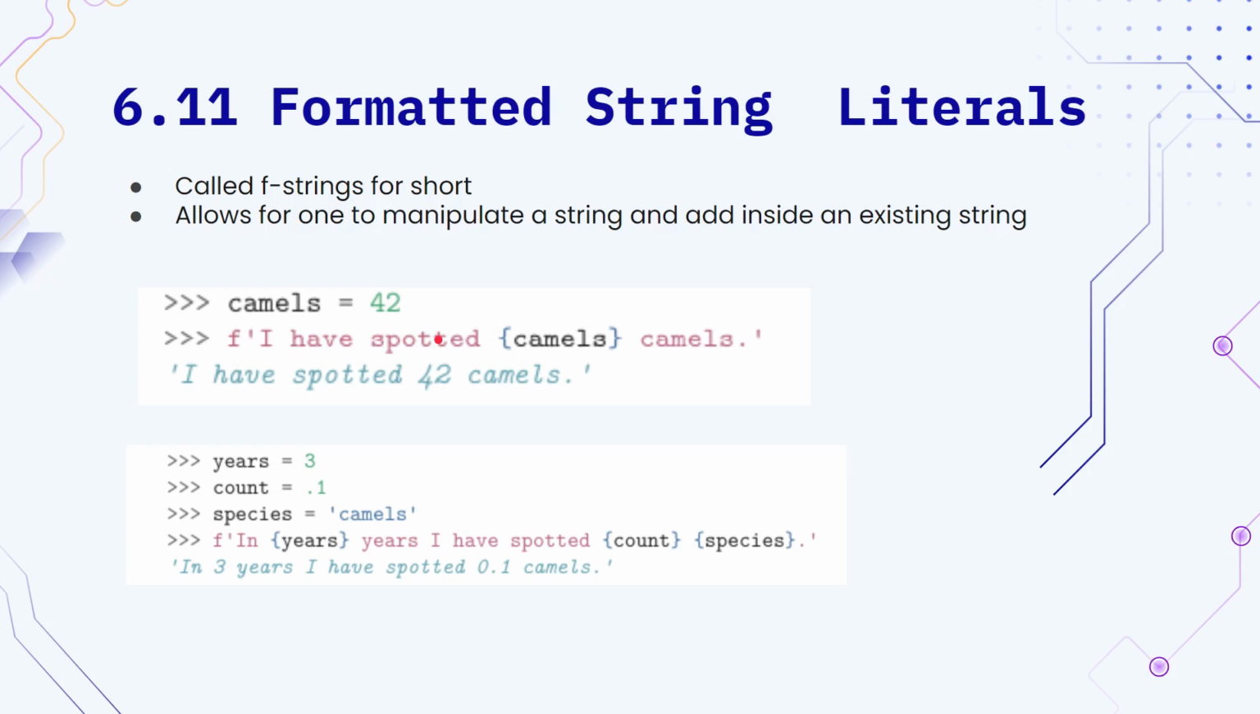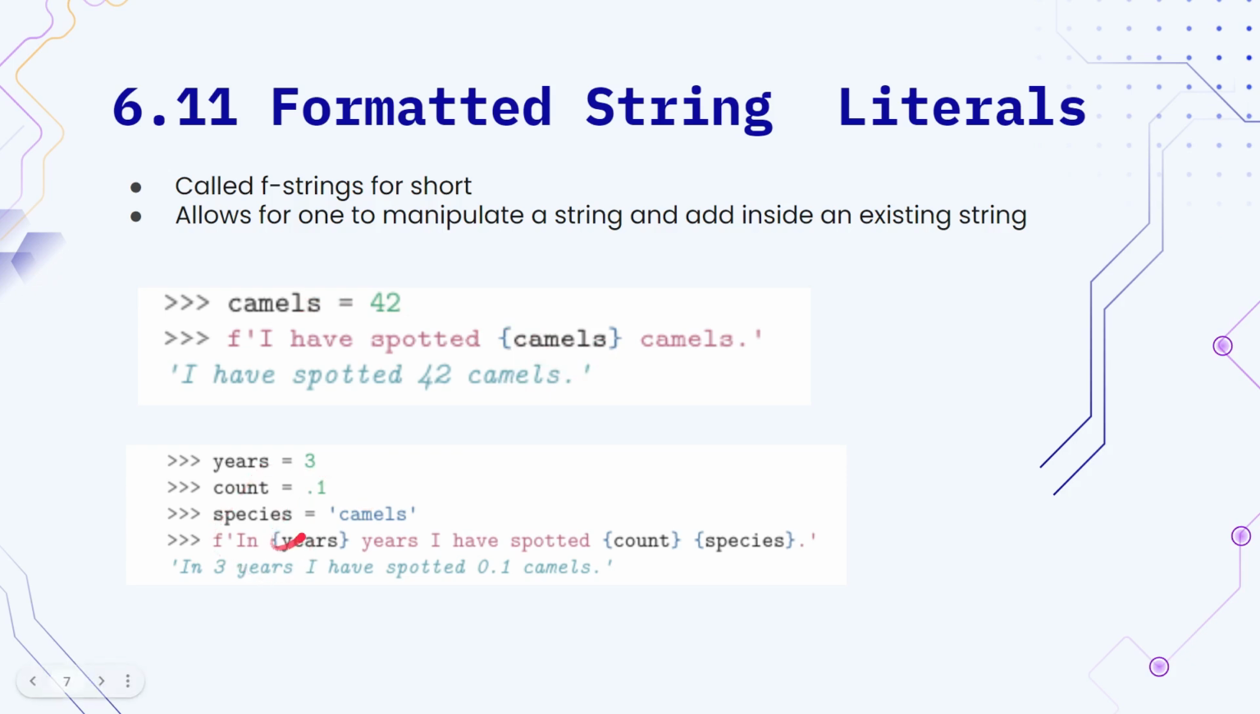It says, I have spotted something, camels. And what this something is, is the contents of this variable, camels, which is 42. So essentially, these curly braces tell the program to replace what's inside of these curly braces with the actual value of this variable, which is 42. So what this does is I have spotted 42 camels. That will be the resulting string. And the f simply represents that this is an f-string and that these curly braces have a specific meaning to them. And note that because this is an f-string, you also don't have to convert camels into a string first. It'll automatically do it for you.